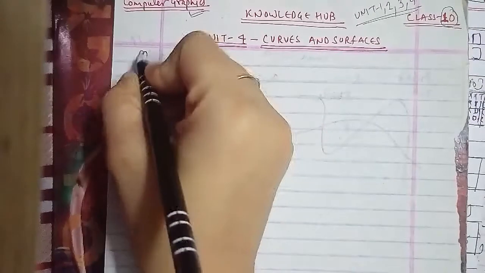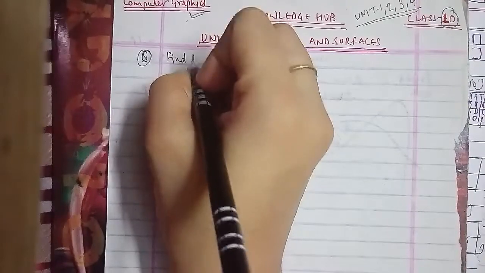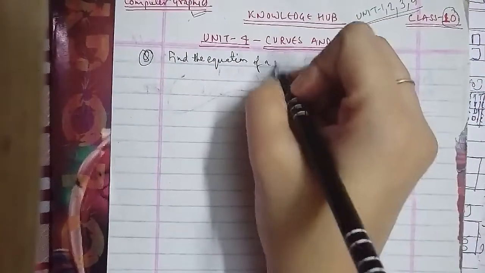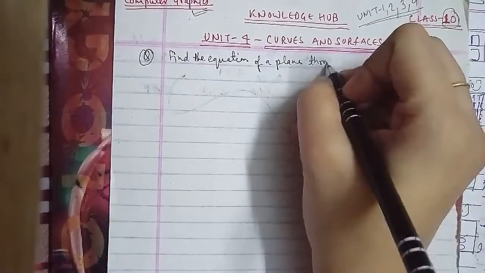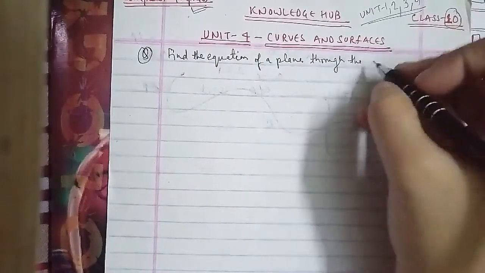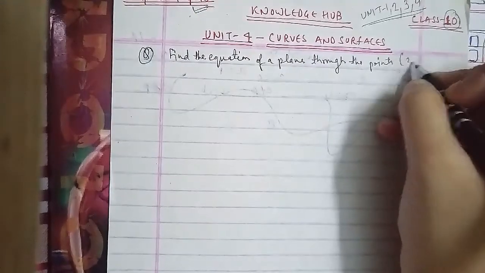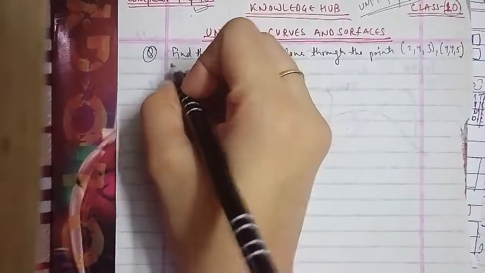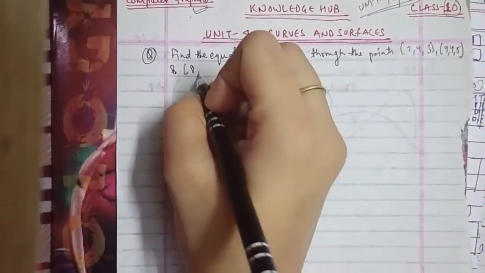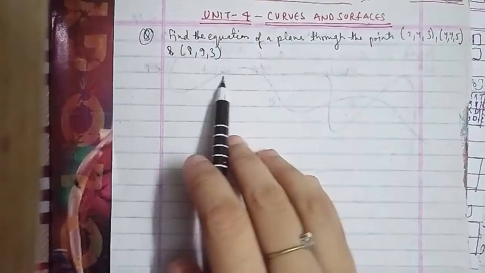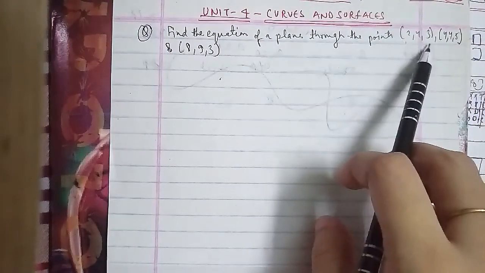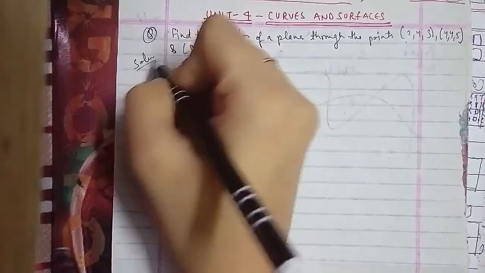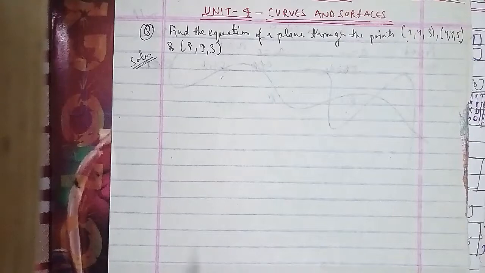So the question we have is: find the equation of a plane through the points (2, 4, 3), (4, 4, 5) and (8, 9, 3). So you have to find the equation of a plane through these points, whose coordinates are given here. With this we have a solution.